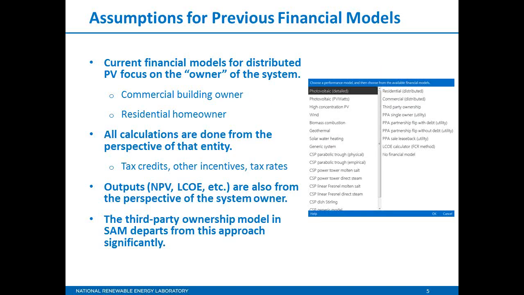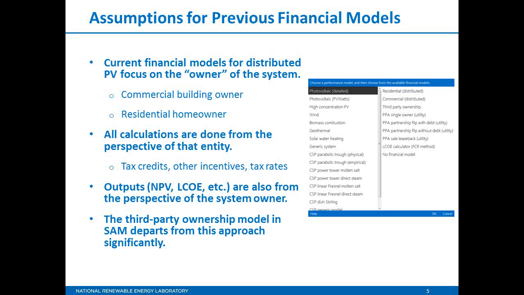So going back to previous financial models, we have two financial models primarily focused on distributed technology. That could be distributed PV or distributed wind and so forth. The residential model and the commercial model. And in both of those existing models, the outputs and the focus are on the owner of the system, and the owner is either the commercial building owner or the residential building owner. So the homeowner or the guy who owns the warehouse down the street who's putting PV on.